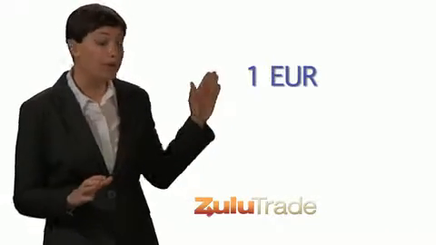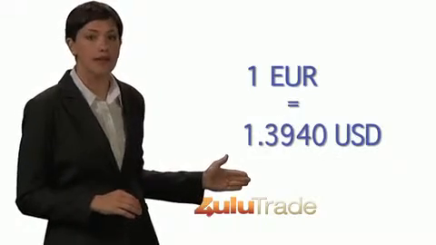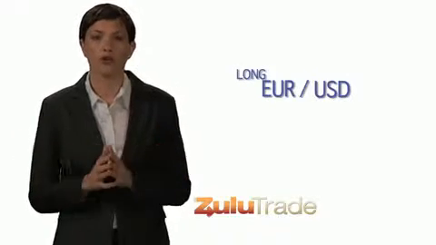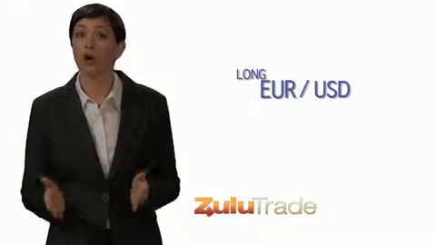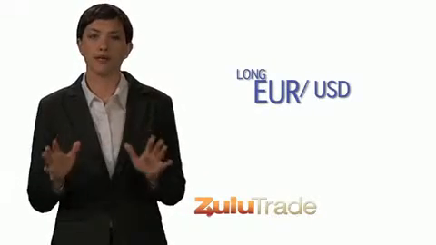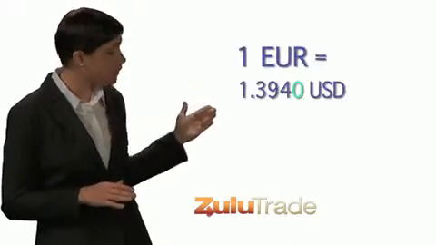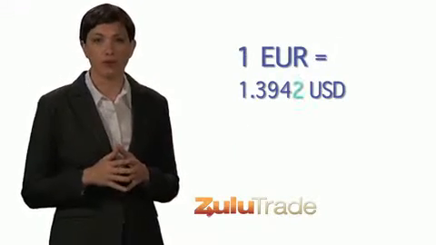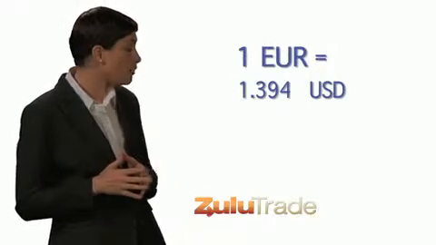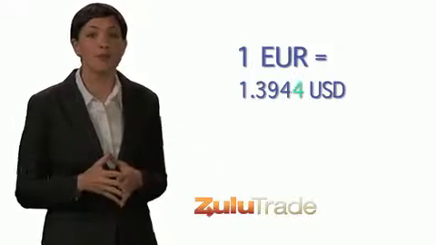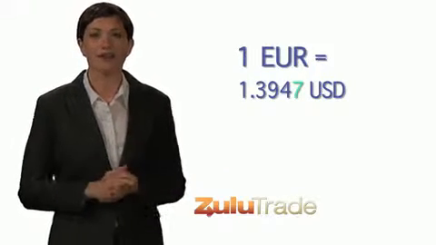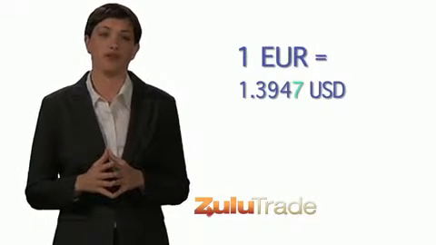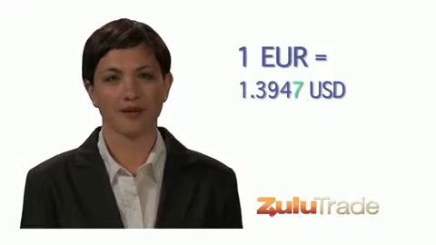Right this second, with €1, I can buy 1.3940 US dollars. If I go long on the euro-US dollar pair, then I bet that the euro will go up against the US dollar. Now, let's watch what happens. 1.3940, 1.3941, 1.3942, 1.3943, 1.3944, up until 1.3947. Great, we were right. Now, with €1, I can buy 1.3947 US dollars. Let's quit betting and take our profit now.